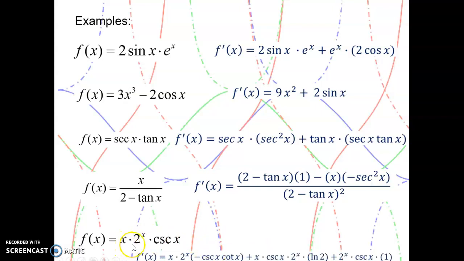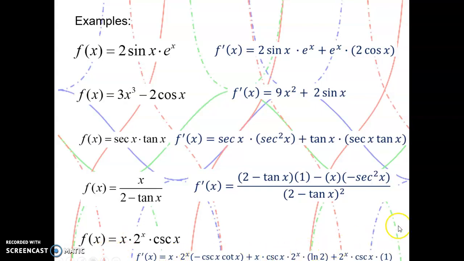The derivative is, I'm leaving the first 2 functions alone, so I take x and 2 to the x. And then I take the derivative of cosecant, which is equal to negative cosecant cotangent of x. Plus, this time I leave the x and the cosecant alone and take the derivative of the middle term. So it's x cosecant of x, 2 to the x, natural log of 2, taking the derivative of the middle term, plus leaving the last 2 terms, 2 to the x cosecant of x alone, and taking the derivative of the first term, which is 1. So that's called the extended product rule.